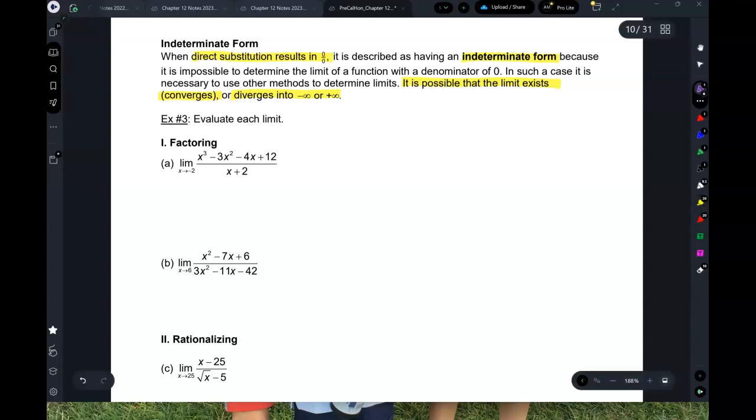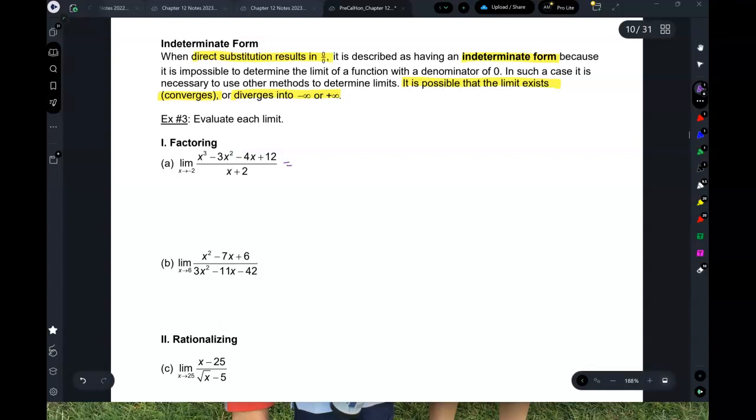So let's factor this one. Ooh, we have a cubic term with 4 terms. What do we do? Grouping, everybody's favorite. Actually, you know what? I kind of got ahead of myself. When you plug in negative 2 into this function, in the numerator, you actually get 0. And in the denominator, you also get 0.